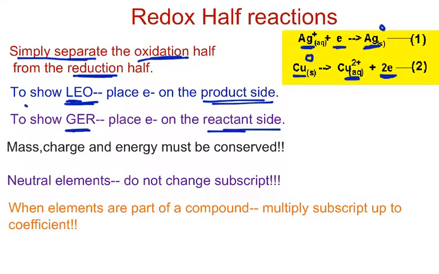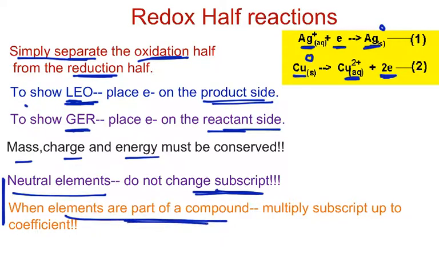In this topic, in the half reactions, mass, charge, and energy must be conserved as in all balanced equations. Simply meaning that your number of atoms on both sides should be the same and your charge should be the same on both sides also. Now this right here at the bottom gave us a little confusion in terms of neutral elements not changing the subscript, and elements that are part of a compound might have a plus or negative charge. You treat it as a plus or negative charge, and then we will multiply the subscript up to the coefficient. It might sound kind of weird, but we're going to do an example right now.